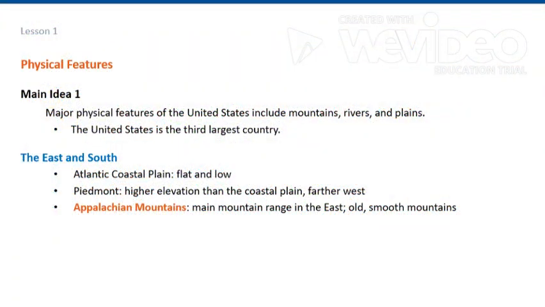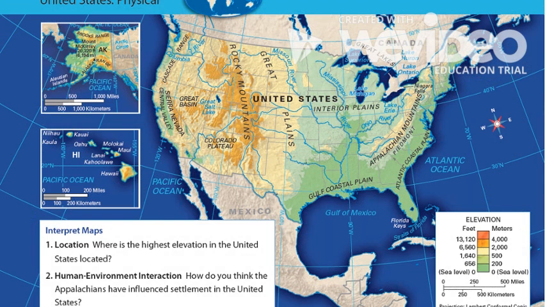Physical features. The United States is the third largest country in the world behind Russia and Canada. Our country is home to an incredible variety of physical features. All but two of the 50 states, Alaska and Hawaii, make up the main part of the country. If you look at the physical map of the United States, it shows the main physical features of our country. You will read about America's physical geography in the east and south, the interior plains, and the west.